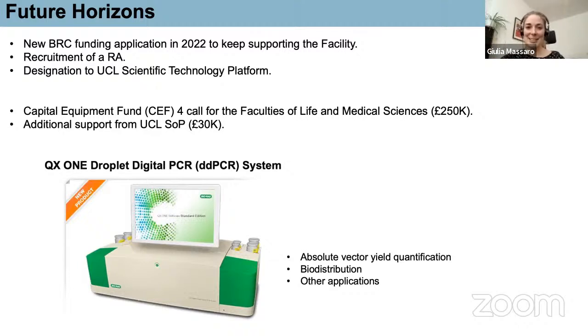As we all know, the yield and the titer of vectors is a very hot topic, and the best way to quantify this is via digital droplet PCR. So this machine is going to be used for vector quantification, yield quantification, but also it can be used for downstream applications. So once you produce your vectors, you inject your animals, you can do biodistribution studies and other applications. And this will be open to use from other UCL users, not just people that are coming in the facility to produce the vectors.